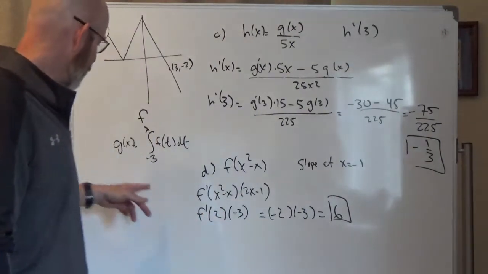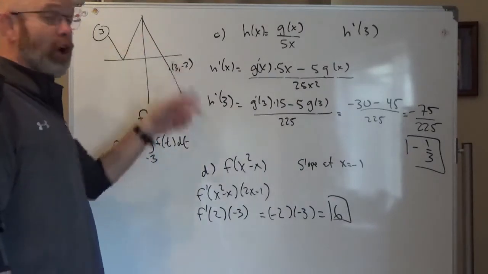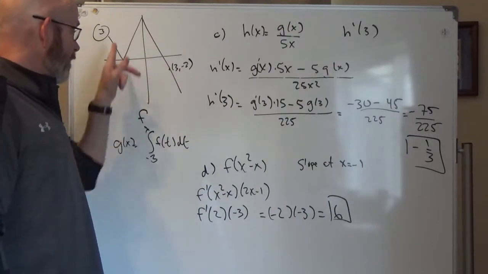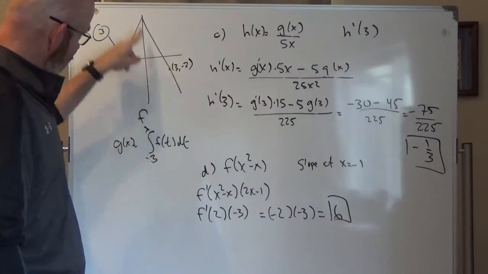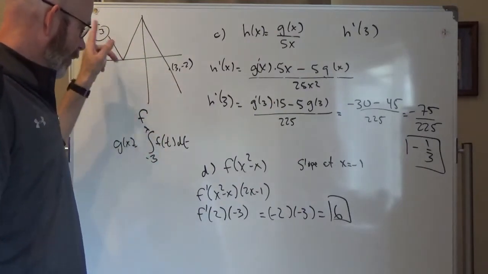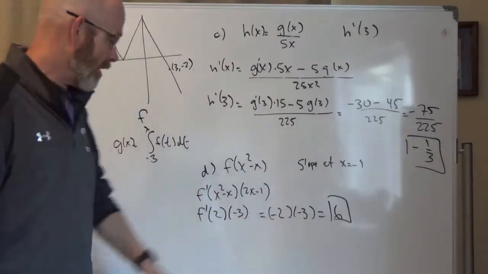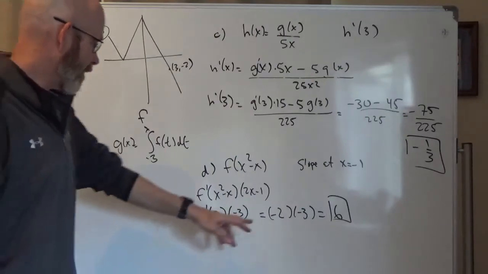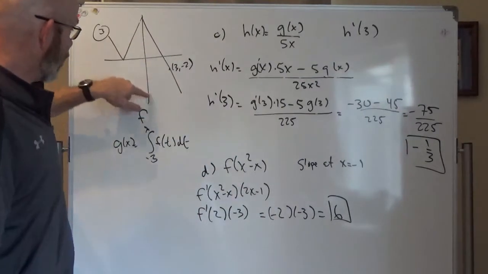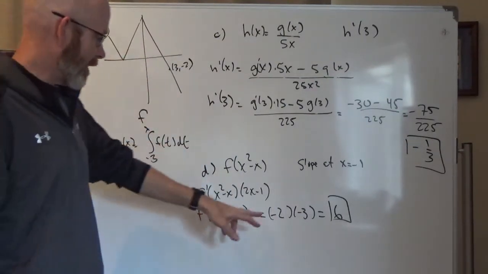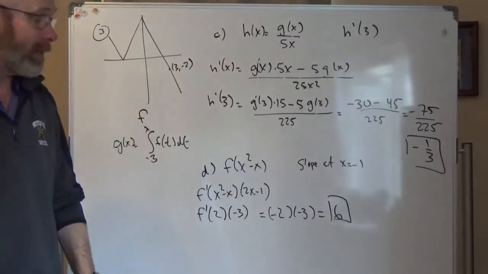F prime of 2, remember f prime is slope. This is f, so f prime is slope at 2, it's just the slope of that line right there, which if I have that right is a negative, it is a -2, it's 8 over 4, negative. So -2 times -3 is 6.